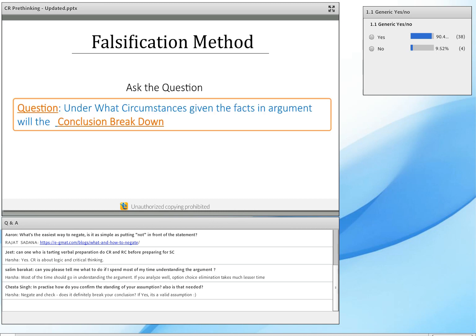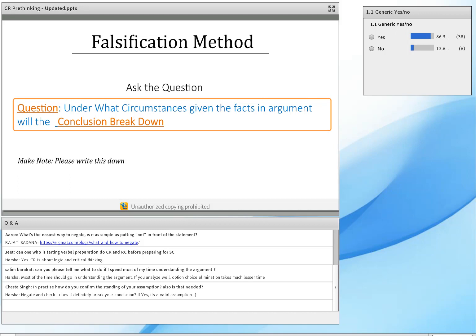The question is, under what circumstances, given the facts and the argument, will the conclusion break down? And this is a really important question. This is the second thing that I want you to write down. And write this down over here, because you're going to use this question again and again in this session.